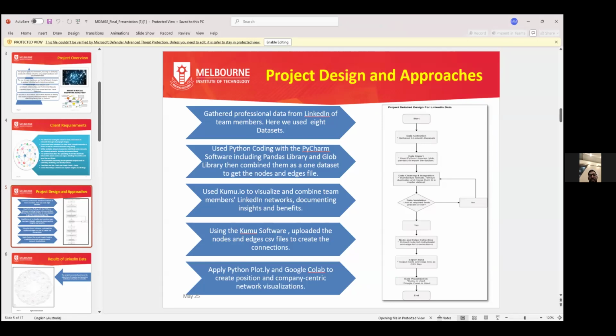By using the Kumu software, we can upload the nodes and edges to get the output of all our LinkedIn data connections. Then we are applying Plotly to create position and company concentric network visualizations. The other part will be discussed by Malinka.